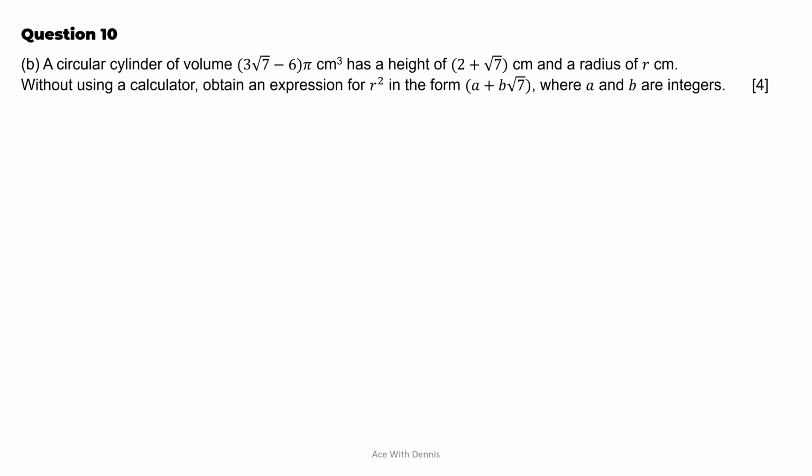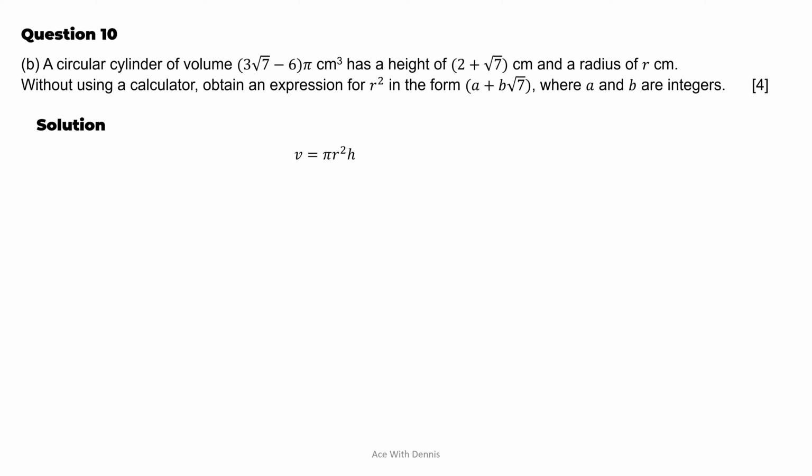B. A circular cylinder of volume (3√7 − 6)π cm³ has a height of (2 + √7) cm and a radius of r cm. Without using a calculator, obtain an expression for r² in the form a + b√7, where a and b are integers. 4 marks.